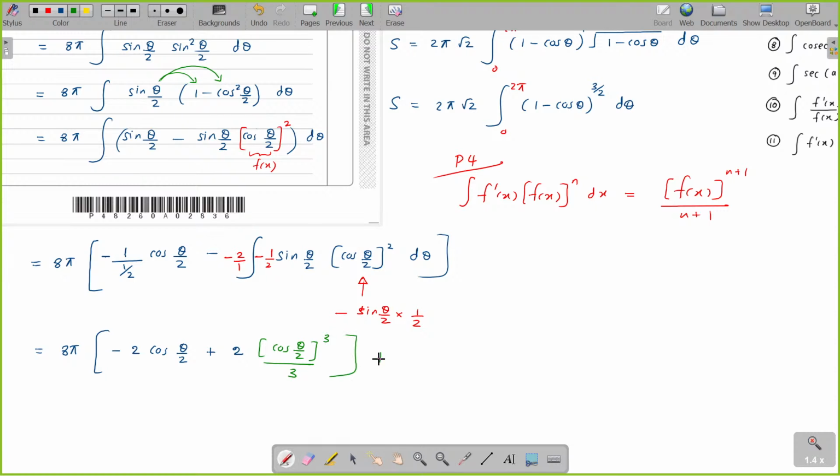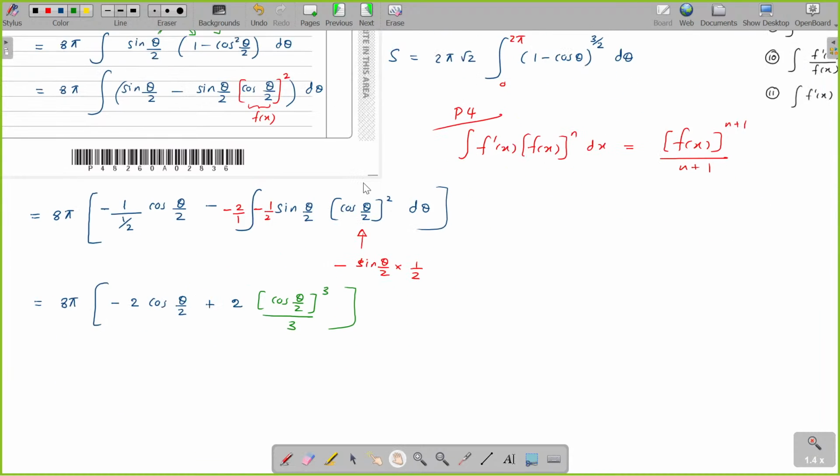And are there limits, by the way? Yeah, 0 to 2 pi. So limits are 0 to 2 pi. Let me simplify this slightly before I go for the limits. 8 pi times minus 2 cos theta over 2 plus 2 over 3 times cos cube theta over 2. Guys, are you clear with this?